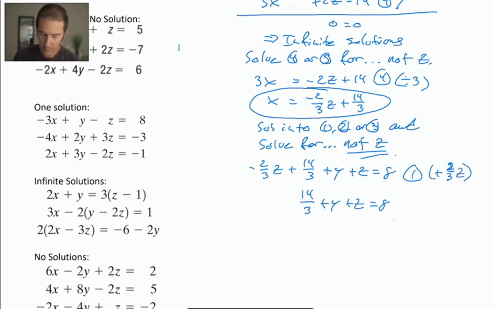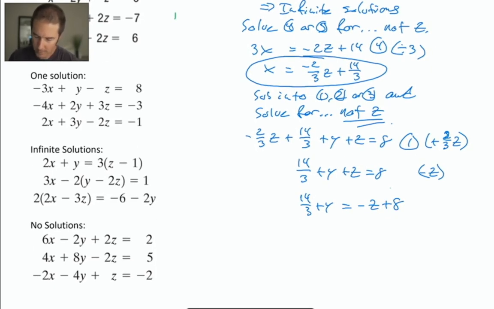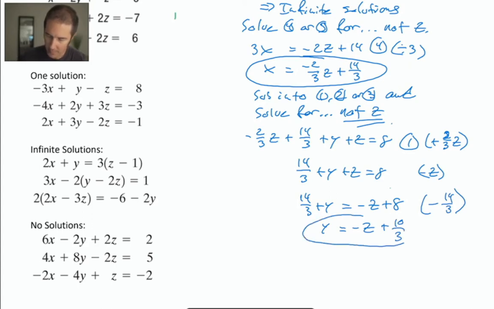And now I'm still trying to solve for y. So I'm going to subtract z from both sides. That gives me 14/3 plus y equals negative z and a positive 8. And then we need to subtract 14/3 from both sides. That gives us y equals negative z. Now 8 is equal to 24/3. We're subtracting 14/3, so that leaves me with a positive 10/3 on the right-hand side.